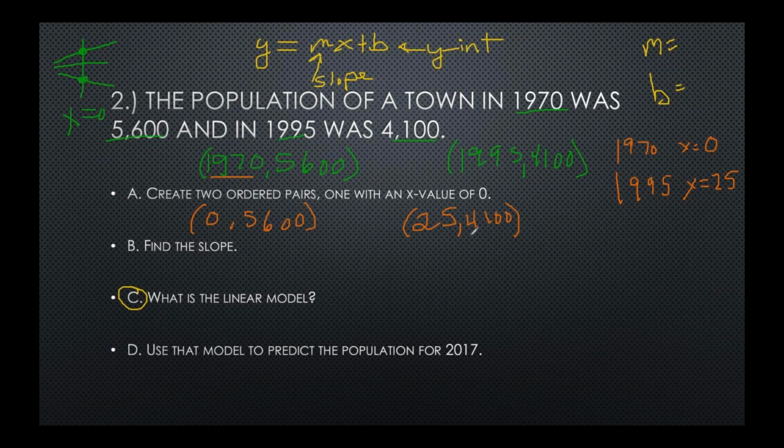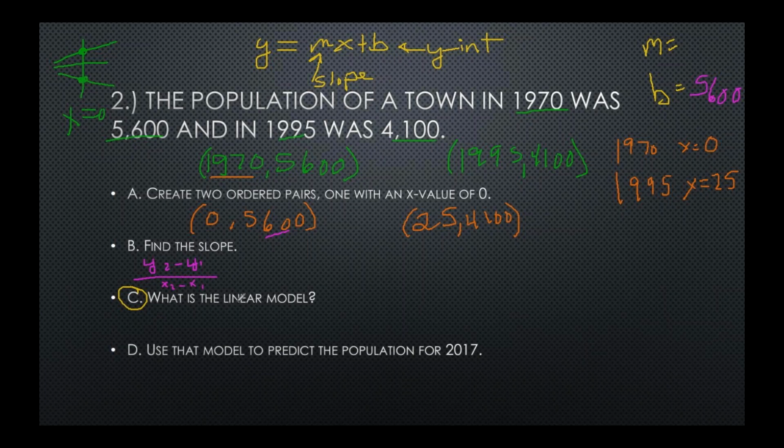By doing this, we now have an x value of 0, so I know that 5,600 is my y-intercept, because that is the y value when x is 0. It is important to make sure that when you're doing your ordered pairs, one of them has an x value of 0 because you need a y-intercept. Now that we have ordered pairs, we can find our slope. Remember, slope is y2 minus y1 over x2 minus x1. The little numbers just represent ordered pairs. You want to make sure the ordered pairs are right on top of each other.